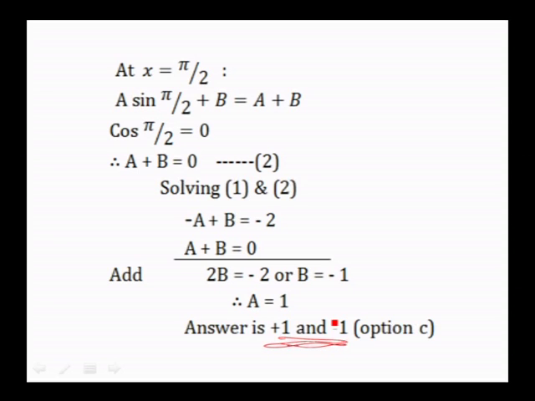So, don't waste time by just writing LHL, RHL, etc. You directly substitute those values in the first and second one, minus pi by 2 in the first and second, because you have got a break at minus pi by 2. Put x equals pi by 2 in the second and third one, because you have got a break at pi by 2, and you get the answer.